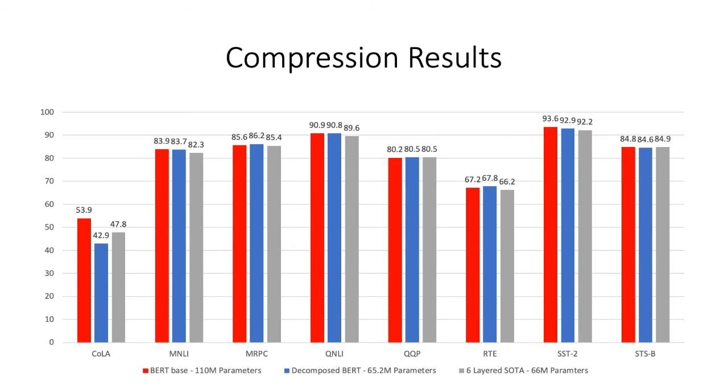In this experiment, we tested 3 different models on 8 tasks from the GLUE benchmark data. In red, we see a BERT-base uncompressed model. In blue, we see a decomposed BERT model. And in gray, we see a state-of-the-art approach that removed half the layers from the BERT-base model. We can see here that a decomposed BERT model outperforms a 6-layer BERT model in most tasks. And in most tasks, we can also see that a decomposed BERT model achieves minimal loss in accuracy compared to the uncompressed BERT model.